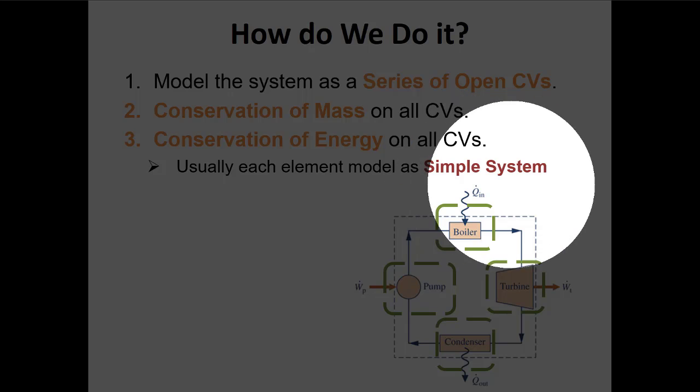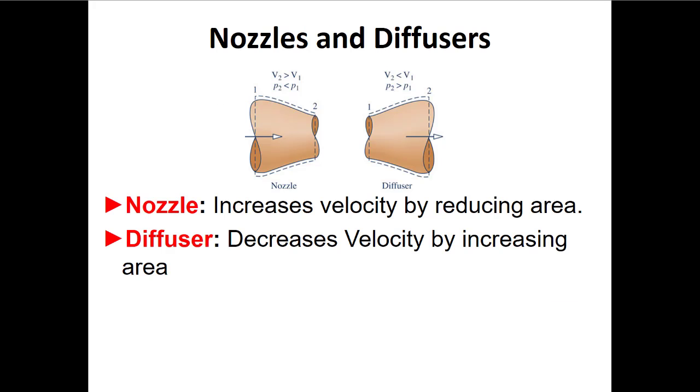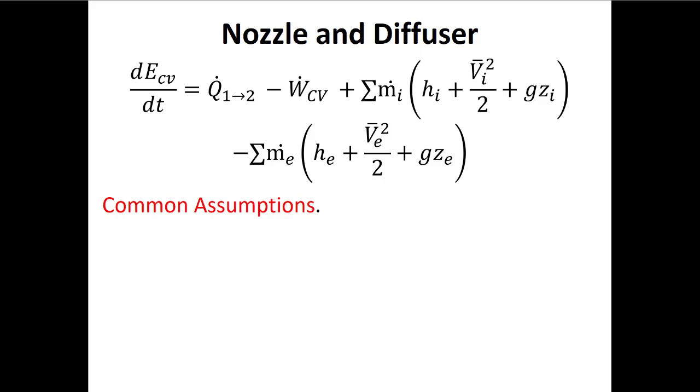So usually we'll treat these components as if only one type of energy change is happening. So we'll get rid of either the heat transfer or the work term. Then we'll find the power or the heat transfer rate. Here are some examples, right? We'll start with nozzles and diffusers. The point of these is to change the cross-sectional area so that you can change the velocity of the fluid that's moving through, right? So it's about kinetic energy.